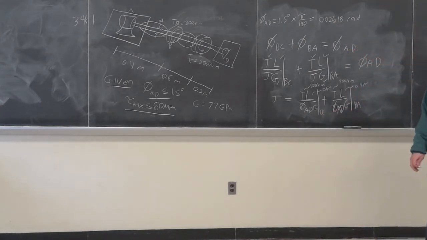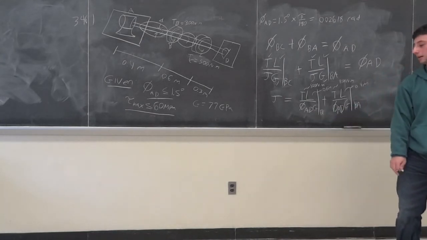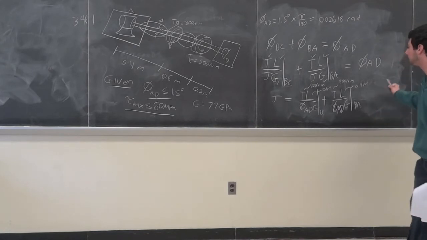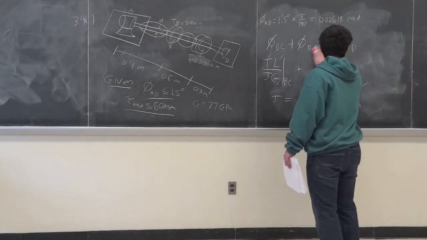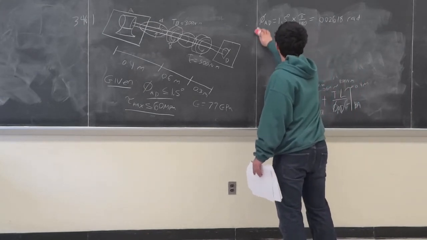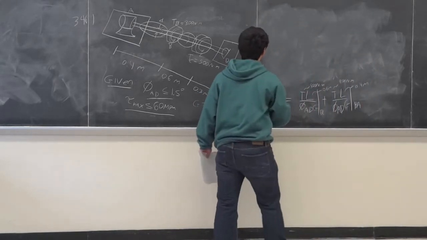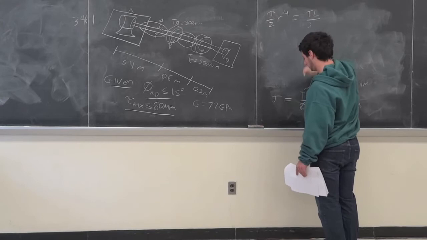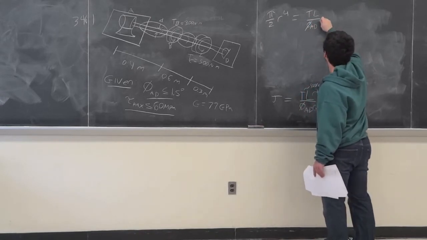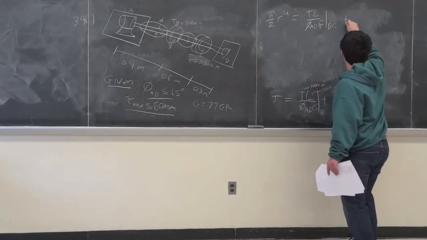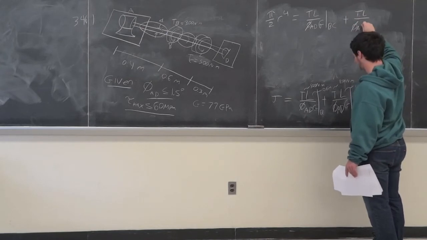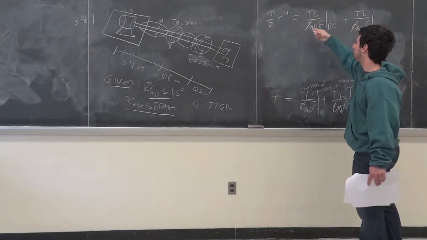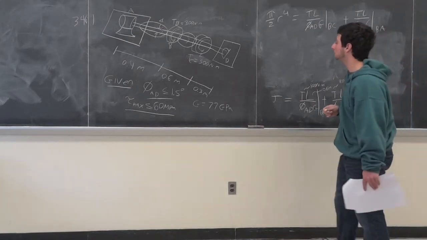So we could find the value for J, but you could simplify this further. You know J is pi over 2 times r to the 4th. You can move the pi over 2 to this side. Okay, let me rearrange that. So we said J is pi over 2 r to the 4th, which is equal to TL over phi AD times G for BC plus TL over phi AD times G for rod BA. So you can multiply by 2, and then divide by pi for each one, and then take the 4th root.